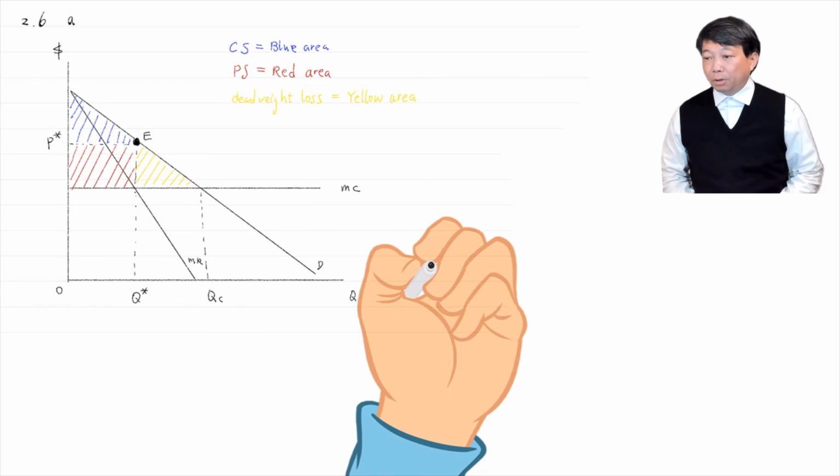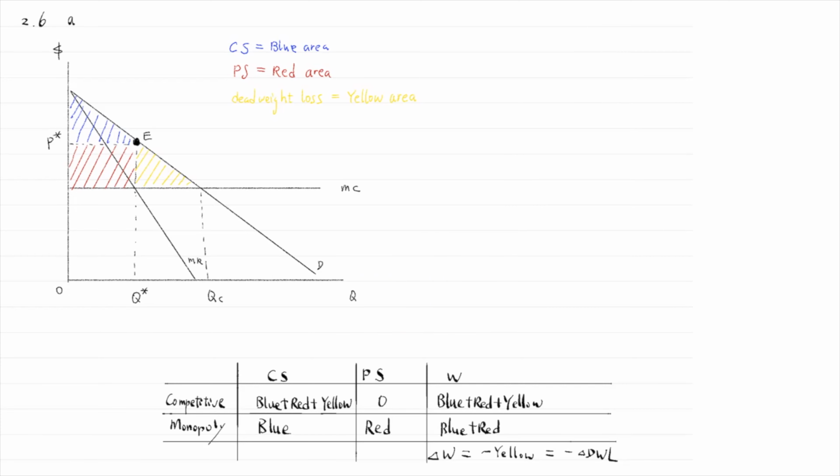If the monopoly were to act like a price taker, the price equals its marginal cost. It will sell QC outputs. In this situation, the consumer surplus is the sum of the blue, red, and yellow areas. The producer surplus is 0. The welfare is the sum of consumer surplus and producer surplus. Compared to the competitive case, the welfare loss is the yellow area, which is the deadweight loss. We summarize the results in the table.